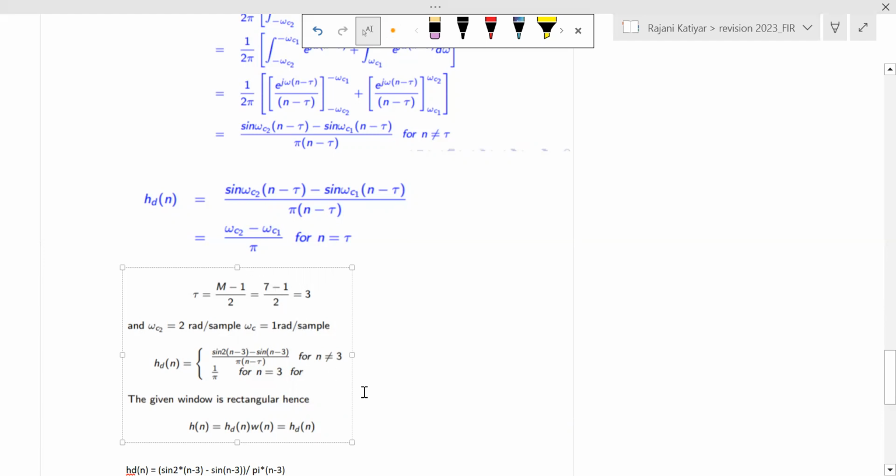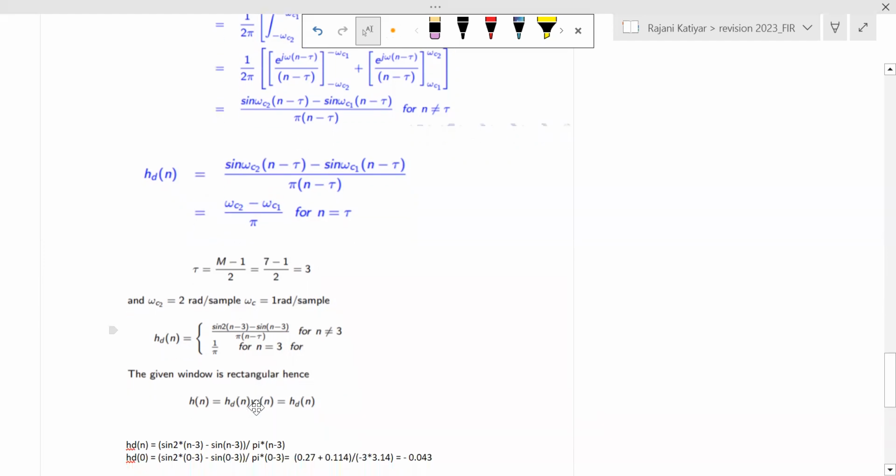So with all the information given, we are looking for the filter coefficient h(n), which is nothing but the multiplication of hd(n) into w(n), where w(n) is our windowing equation in the time domain, and the required window in this particular question is the Hamming window.